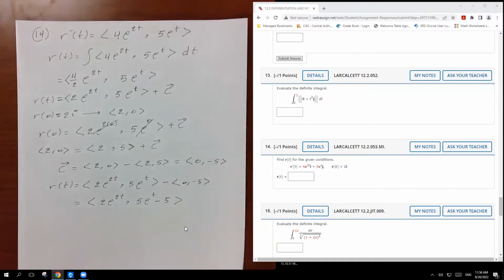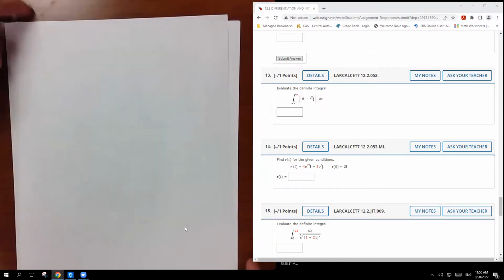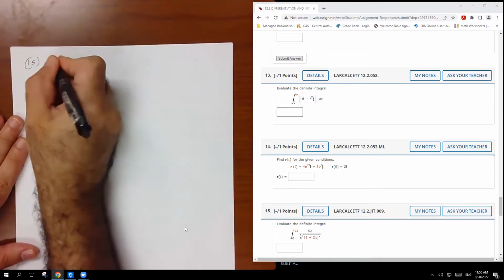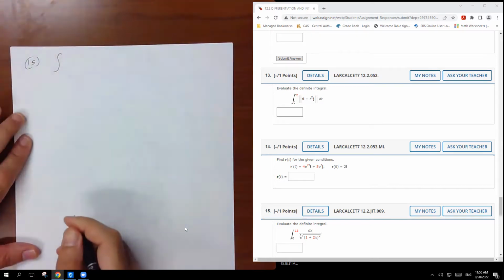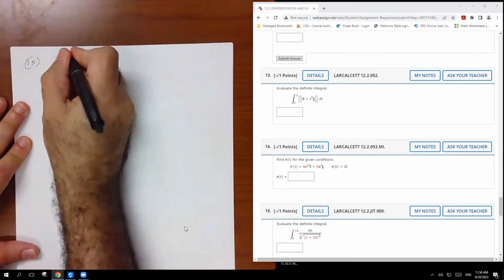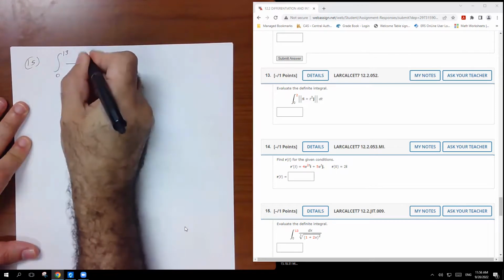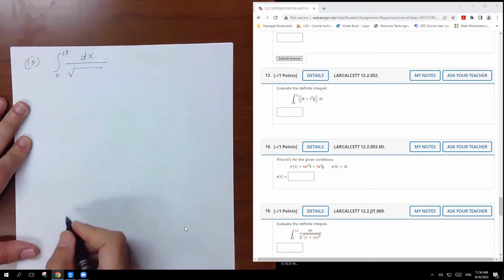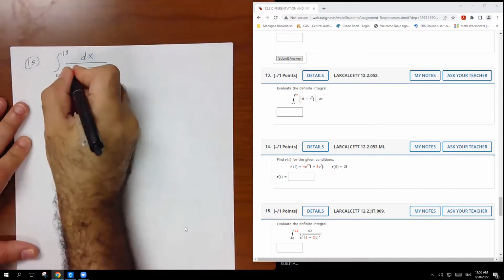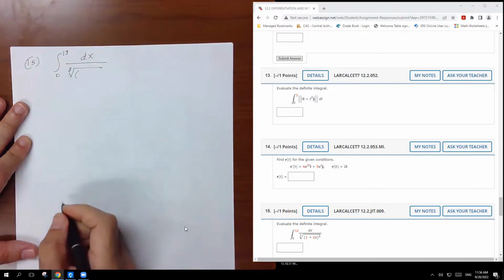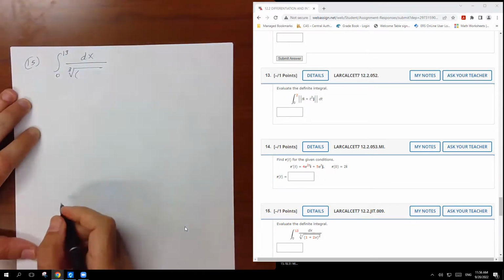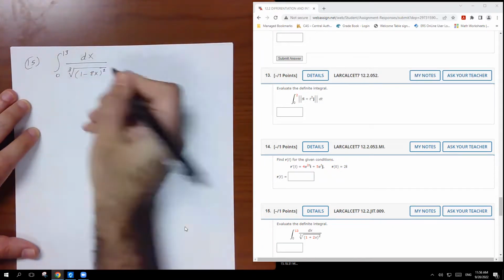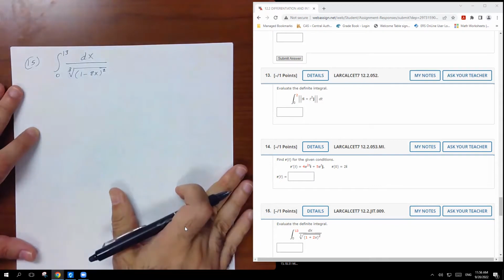So the last example, 15, is the integral from 0 to 13 of dx over the cubic root of, is that the square? Yeah, the square is under the root, 1 minus 2x squared. So how are we going to find the integral for this one?